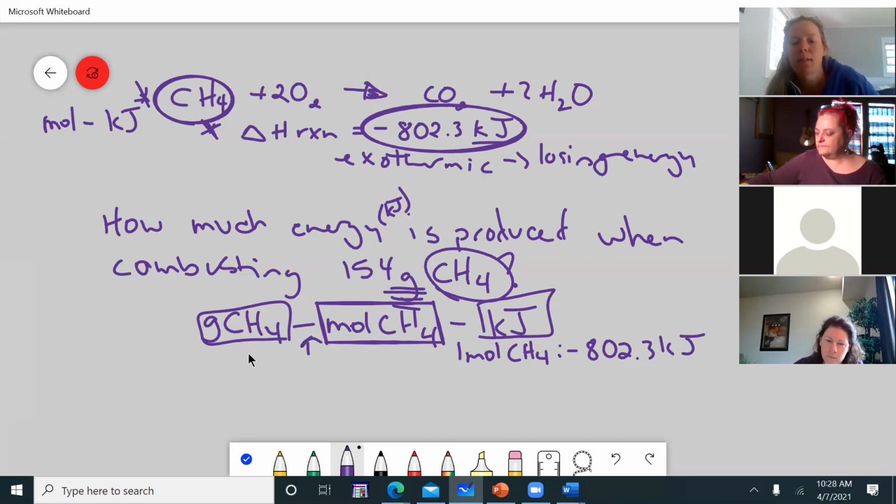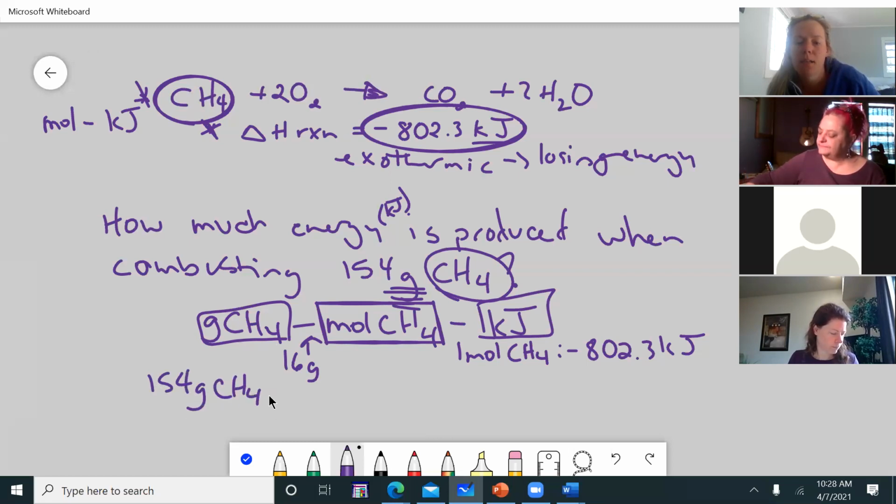This is the molar mass of methane, carbon, what is that? It's roughly 16 grams, close enough. All right, so let's convert. So we've got 154 grams of CH4. Let's get it into moles. 1 mole of CH4 is roughly 16 grams of CH4.